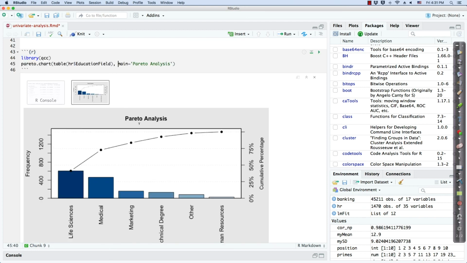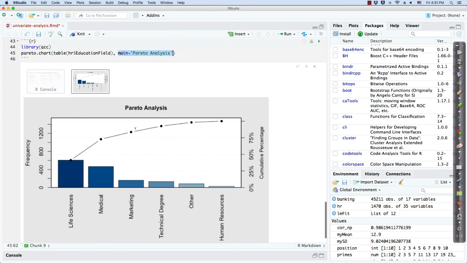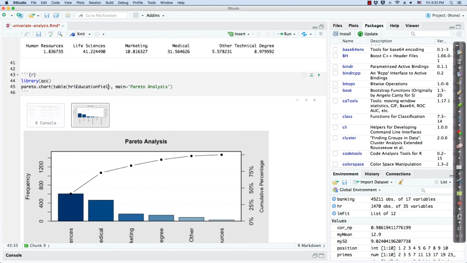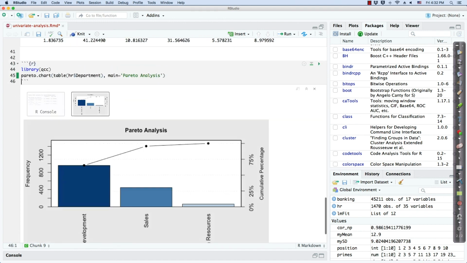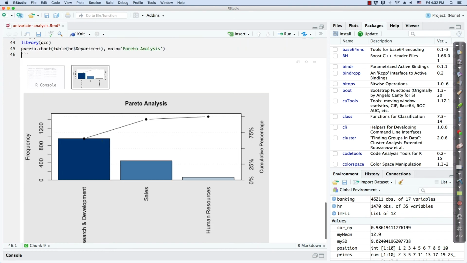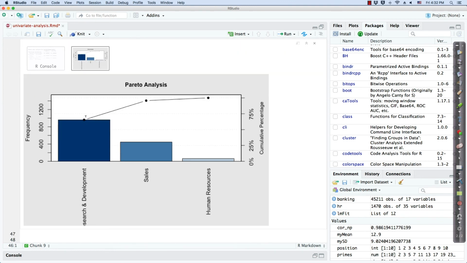We can make this chart look even better with a proper title. To do this, just include the parameter main equal to Pareto analysis while plotting this function. Likewise, we can repeat this analysis for any other columns that we have. For example, we have columns like department. So, you can see research and development department alone contributes to more than 60 percent of the employees.